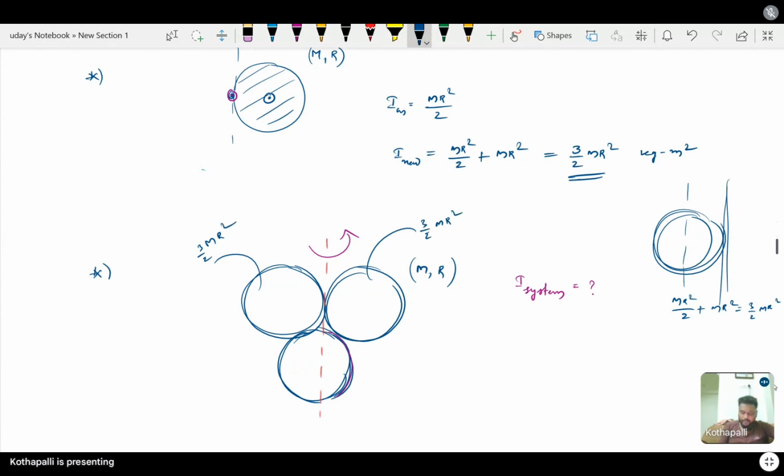What about this axis? Mr square by 2, passing through the center on the plane. So what is the total value? 2 times 3 by 2 mr square plus mr square by 2. What will it be? 7 by 2 mr square.